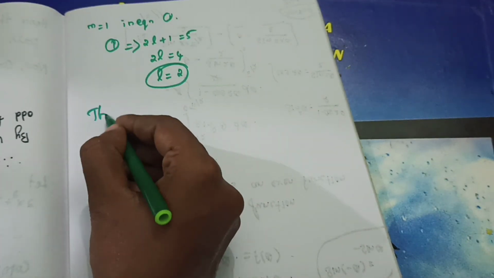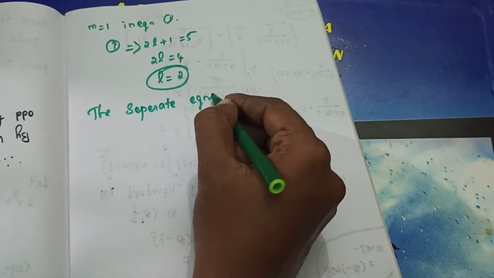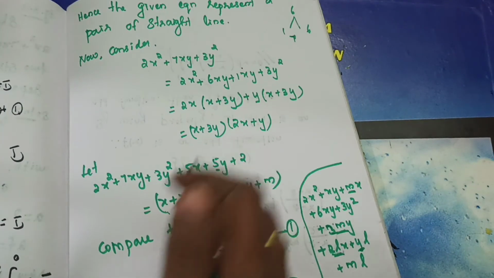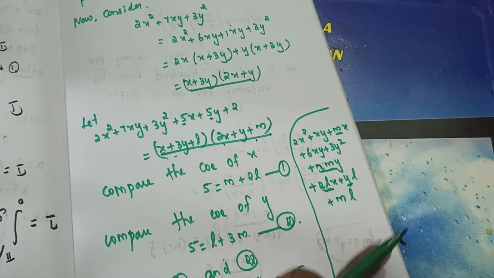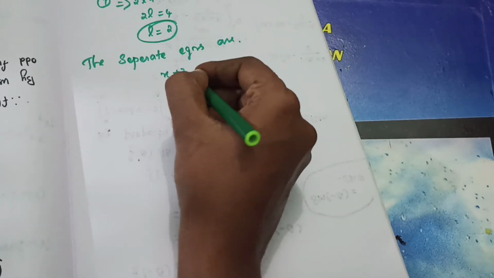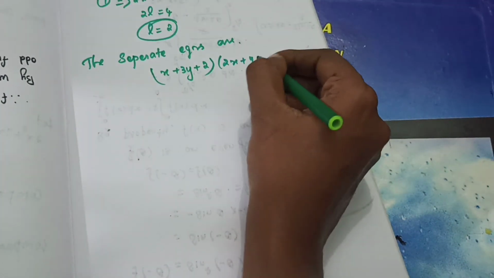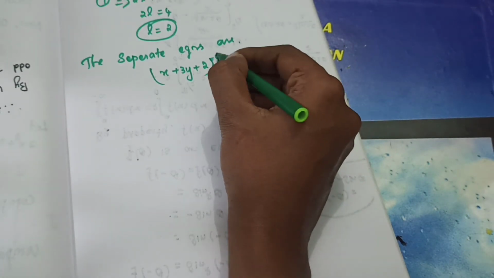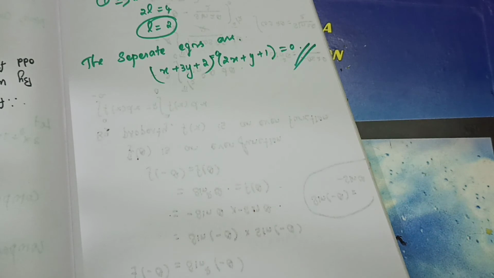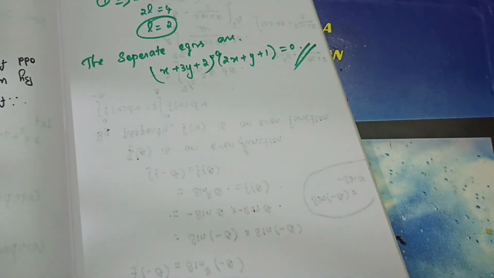Now the separate equations are... where will we substitute? Sorry, this is the separate equation. Now we can substitute here. So what are the separate equations? x + 3y, in the place of l, 2, and in the place of m, 1, is it right? So x + 3y + 2 = 0 and 2x + y + 1 = 0. This is the separate equation. If you need to check the answer, multiply these two and check it. You will get the combined given equation.